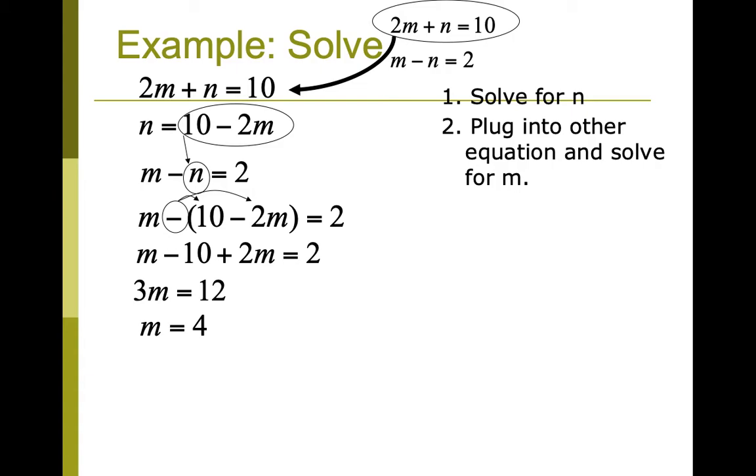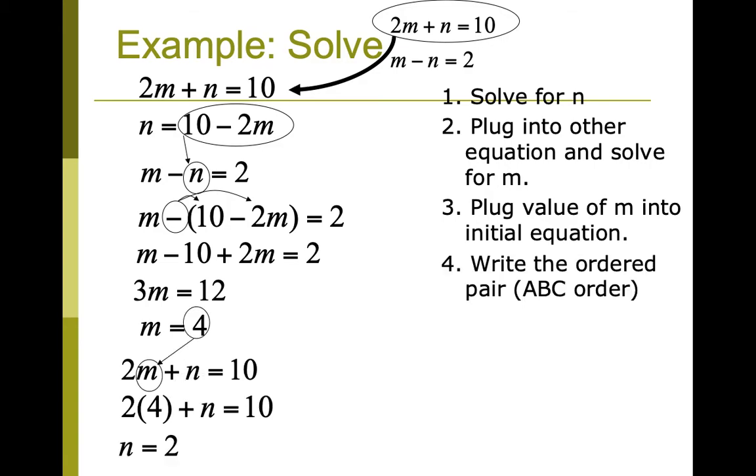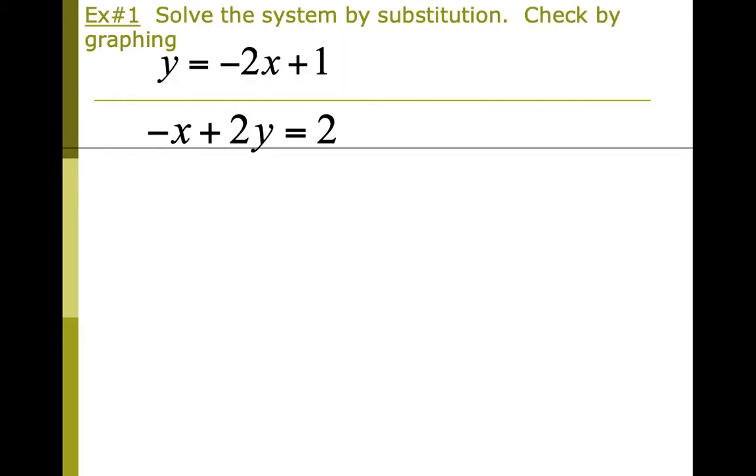Now we have that. Now we plug that 4 back into, let's say, this one. Because this one is the easier of the two. So 4 minus something gives me 2. Well, that's 2. 4 minus 2 gives you 2. That one's pretty easy. They use the other one. They plug in the 4 here. 2 times 4 is 8, and 8 plus something gives me 10. Well, that's got to be 2. So that's your answer. So in ABC order, m will be 4, n will be 2. So 4, 2 is your answer.